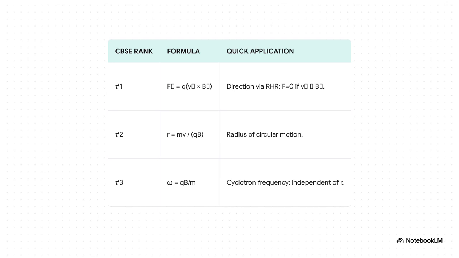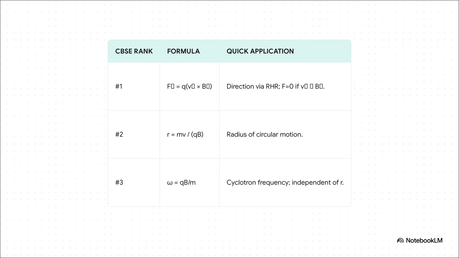But listen up, here are two massive traps. First, if V and B are parallel, the force is zero. It does nothing. Second, and this is where everyone messes up, if your charge is negative, like an electron, you find the direction like normal, and then you flip it 180 degrees. You have to remember that.